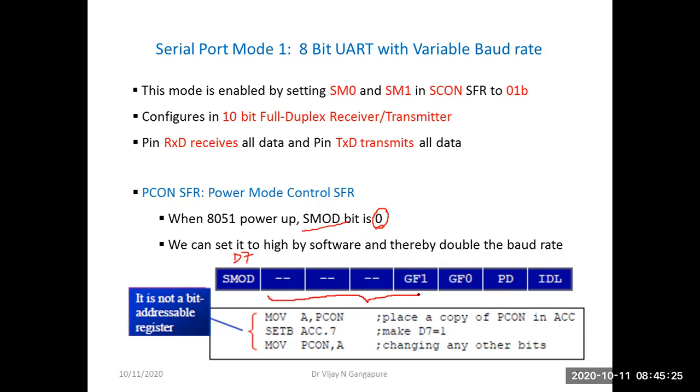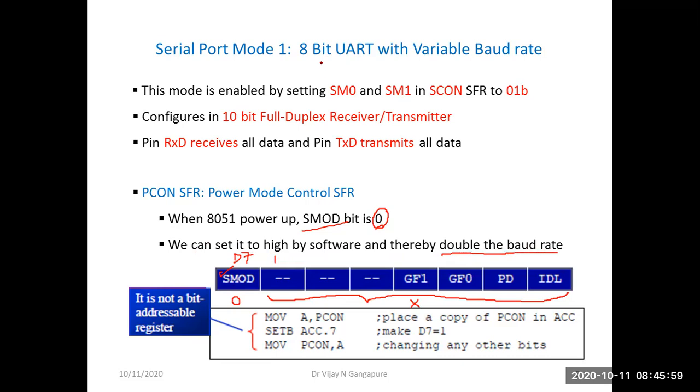The remaining bits are of no use in serial communication. These are used for other purposes. Only this SMOD bit is used in serial communication. By default it is 0, and by software, that is by using instructions in the program, we can set it to high, that is 1, and we can double the baud rate.